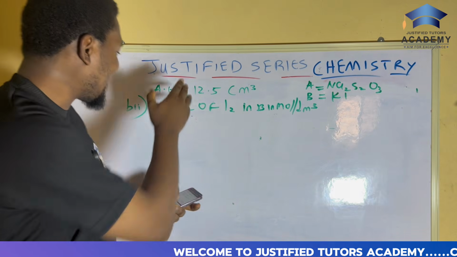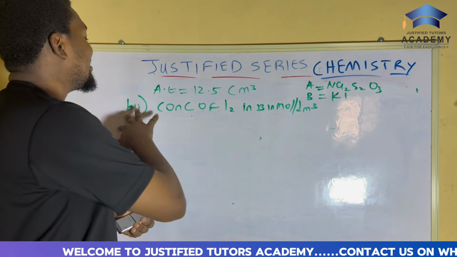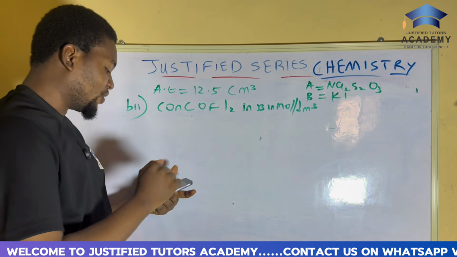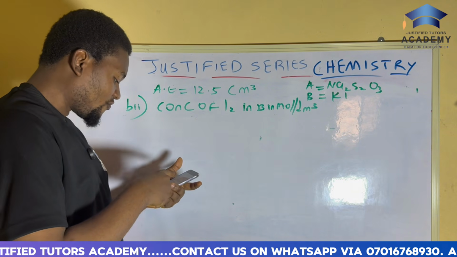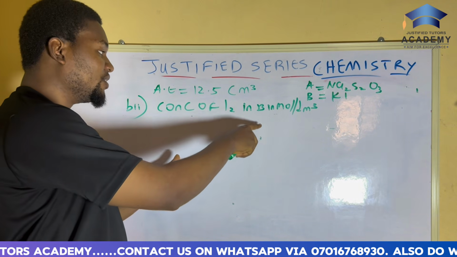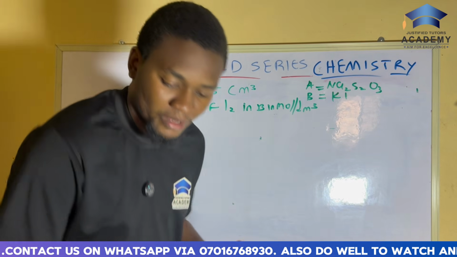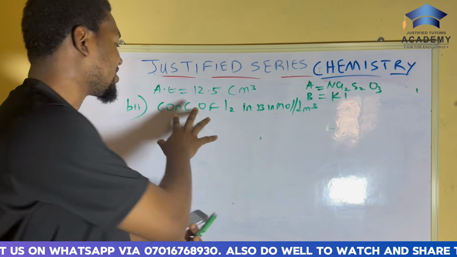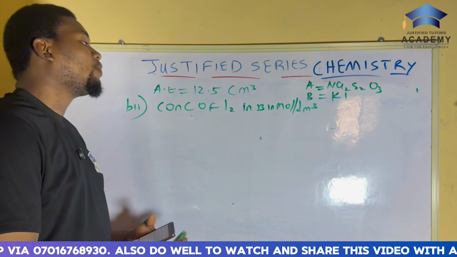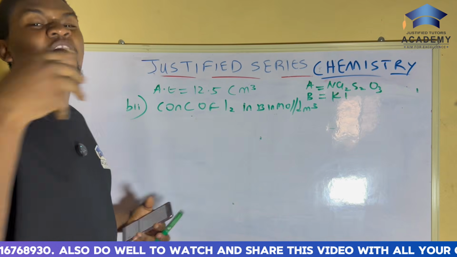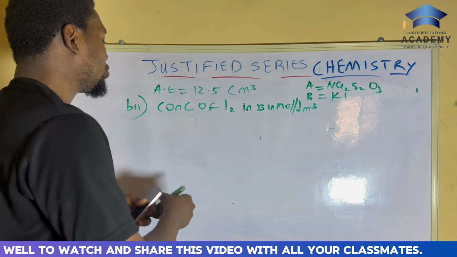All right, so now let's go straight to question 1bii. It says we should find the conc of iodine in B, the conc of I2 in B in mole per dm cube. This question is very, very simple. You just need to know the actual formula to use. First of all, let's write out what we already have.